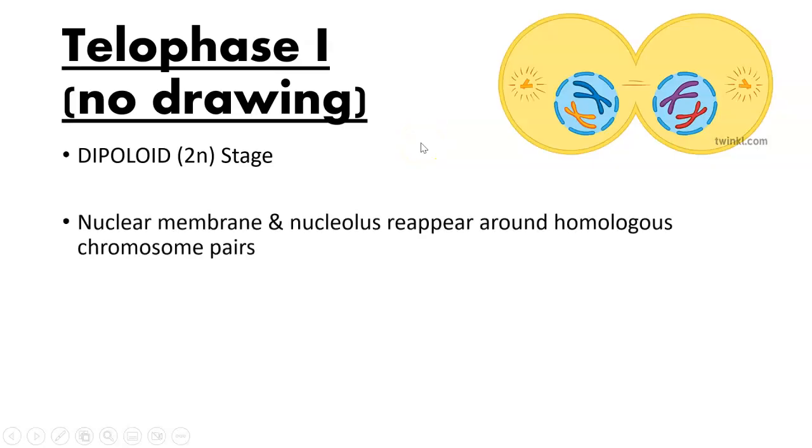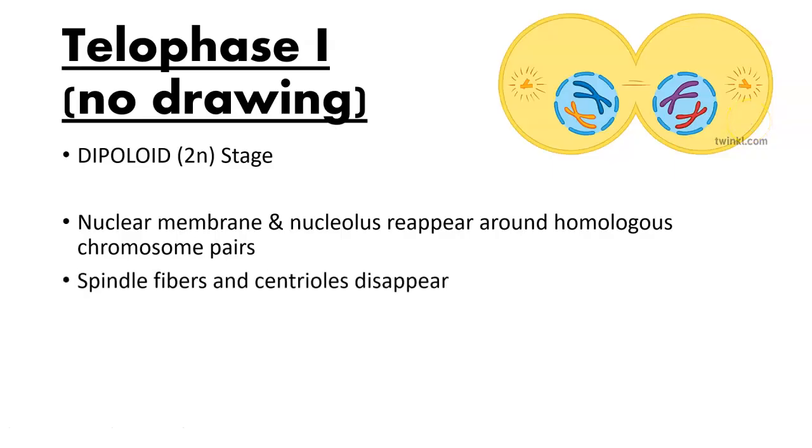Okay, so telophase 1. There's no specific place on your worksheet to draw the cell, but I want to talk you through some important pieces, and you should add these notes to the worksheet around that telophase 1 label. When we get to telophase 1, we're still talking diploid. Those homologous chromosomes are still in your cells, and you can see that if you take a look at the drawing that's up here. Your nuclear membrane and your nucleolus are going to reappear. They're going to come around the opposite homologous pairs and separate them into 2 separate nuclei. Your spindle fibers and your centrioles will disappear.